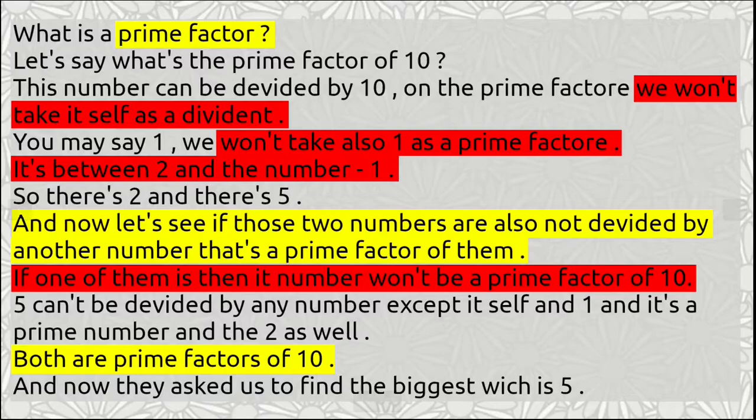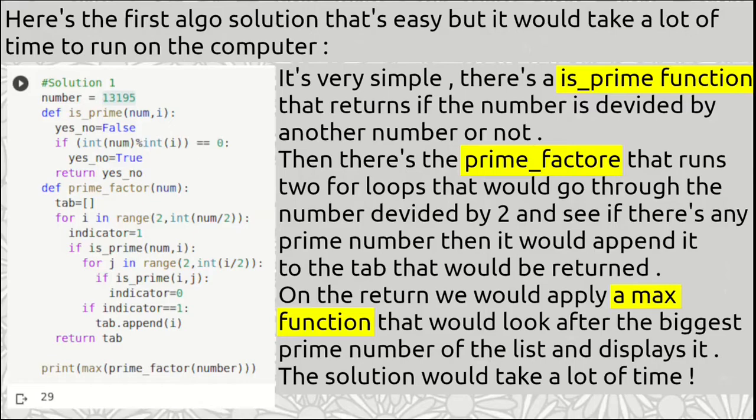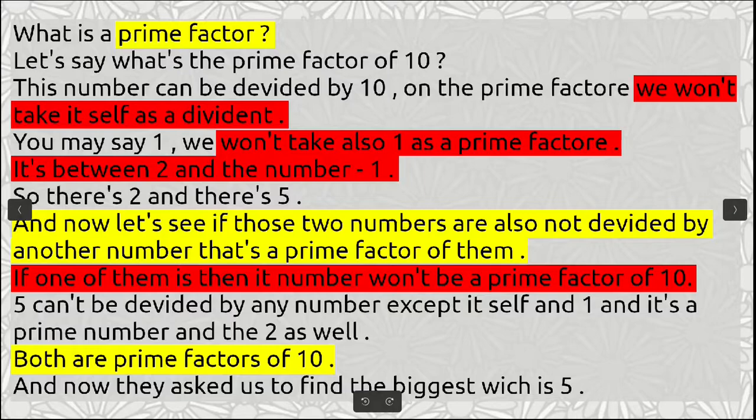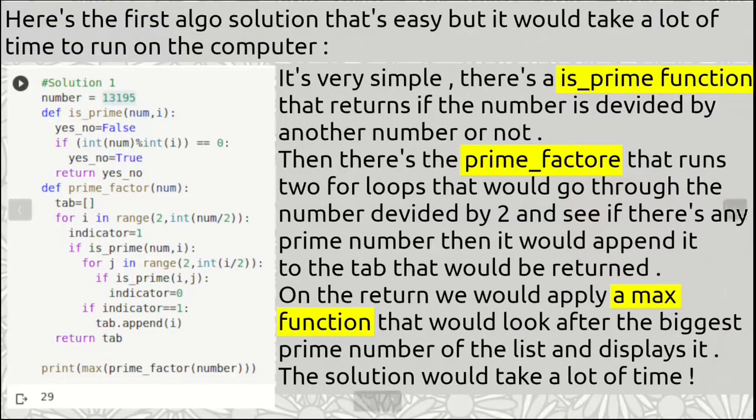Now I've only explained to you what a prime factor is. And now let's dig into the first solution. So here's the first algorithm that I have made. It's quite easy, but it will take a lot of time to run on the computer. So it would require a lot of resources in order to calculate this big number, okay? So we won't be doing this. This is only to explain to you that there are several methods. Some of the methods may work well and others may not work well.